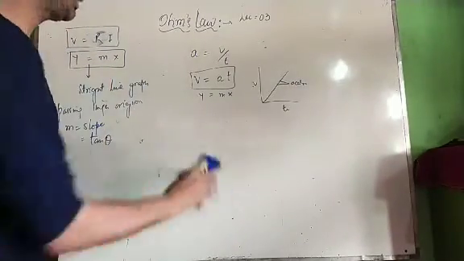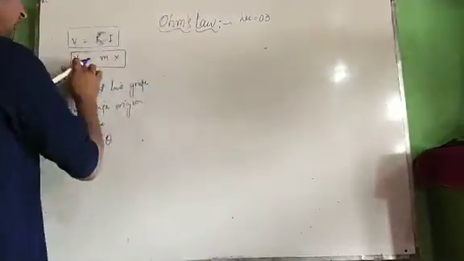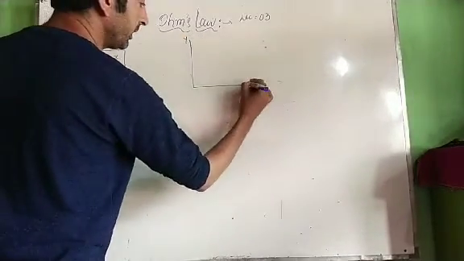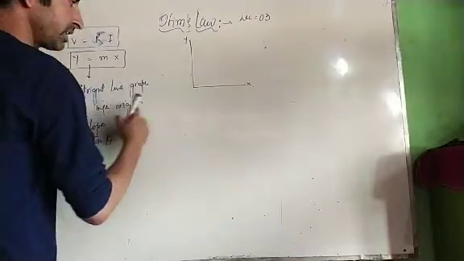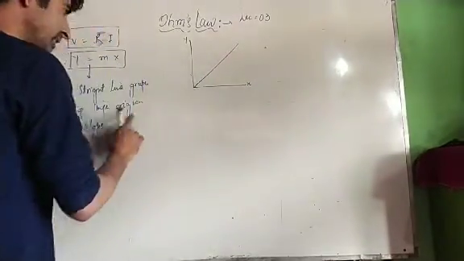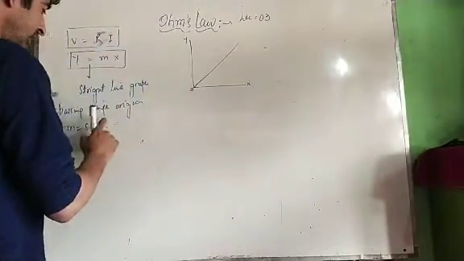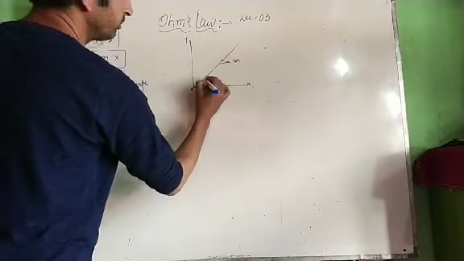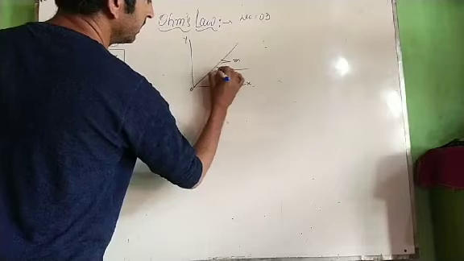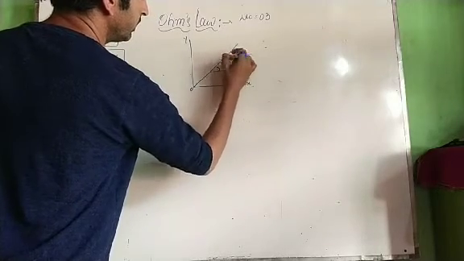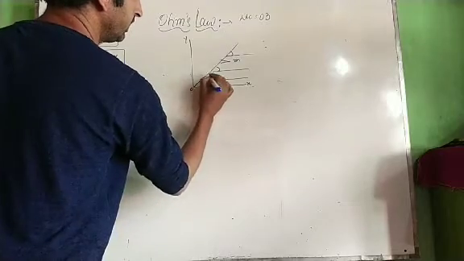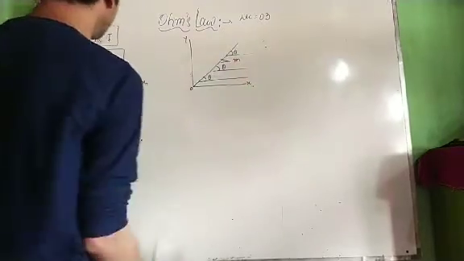Similarly, if we plot a graph for this equation y is equal to mx, this is my y-axis, this is my x-axis, the graph will be a straight line passing through origin, and the slope of the graph is equal to m. Slope means it is tan theta. You can determine it anywhere.